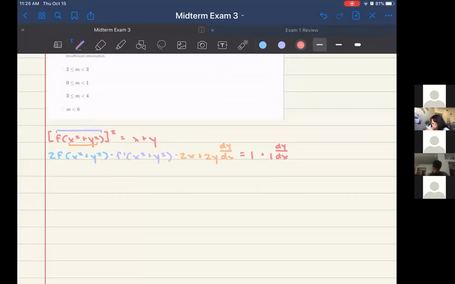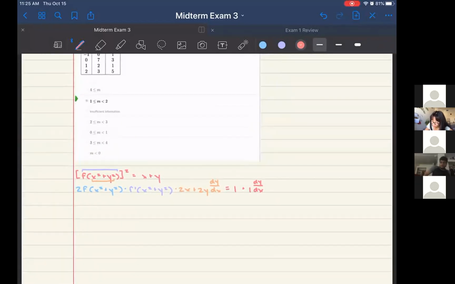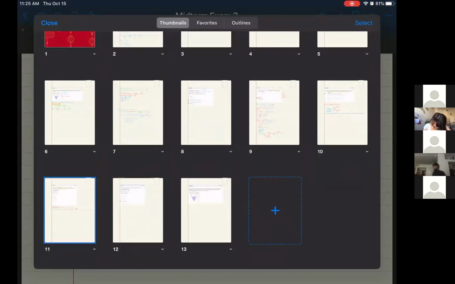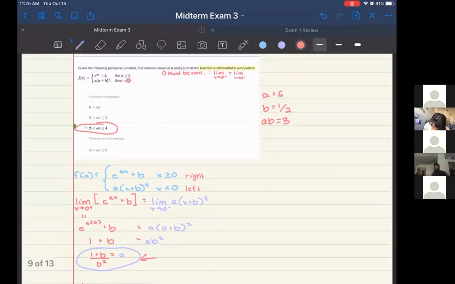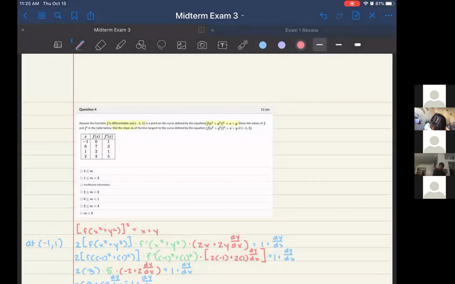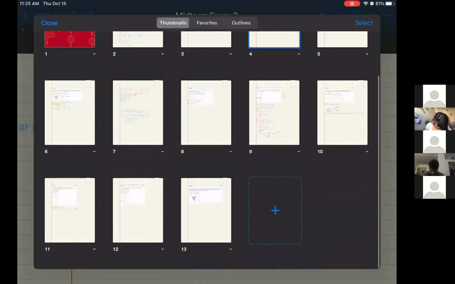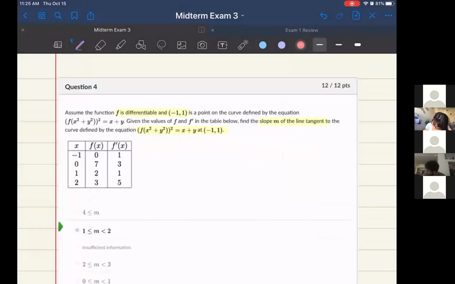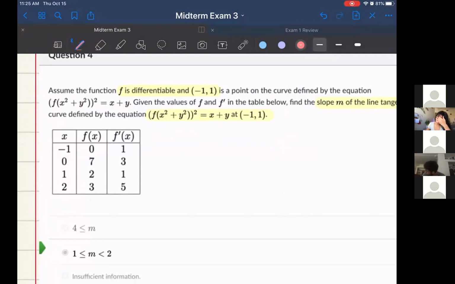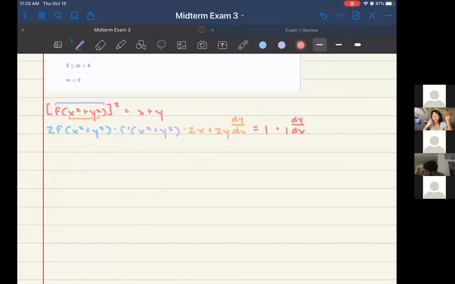All right, what did I do after this? And now I believe you plug in, hold on. Nope, wrong one. You found the derivative? Okay. And then after this, you're going to want to plug in the values here that they give you into this function here so that you can isolate dy/dx.